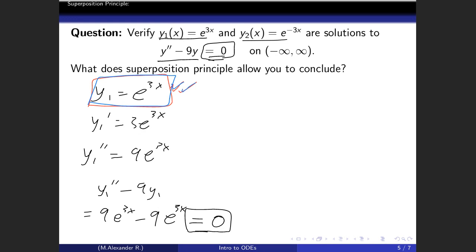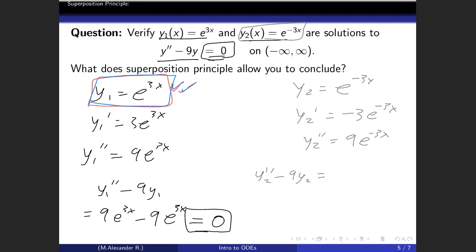All right, now we go to the next function that's given to us, y2. The y2 function is e to the negative 3x. The first derivative is negative 3e to the negative 3x. The second derivative is positive 9e to the negative 3x. Then we plug that into the left side of the equation, y double prime minus 9y. Plugging in the y2 function, you get 9e to the negative 3x minus 9 times the original y2 function, e to the negative 3x. And what do you know? This does give you 0.